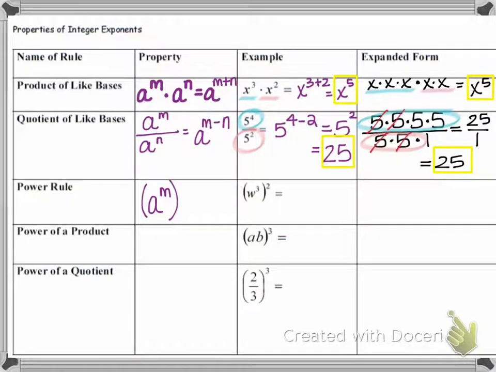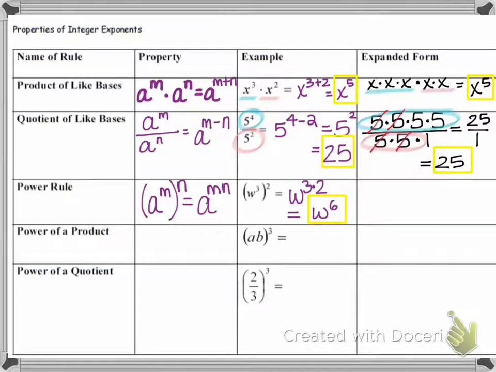The power rule tells me that if I have a base raised to a power, and then that expression is raised to another power, I multiply those exponents. So this becomes a to the power of m times n. So in our example with w cubed to the 2nd power, I multiply 3 times 2. So my final answer is w to the 6th. But again, we want to make sure we understand why that works.